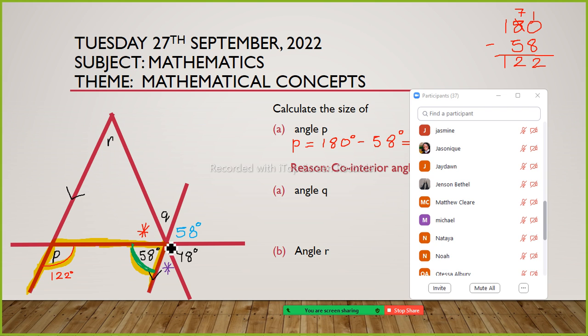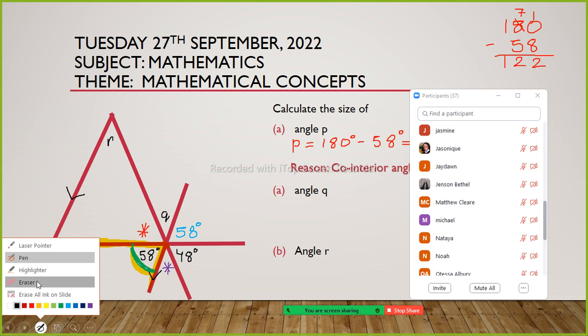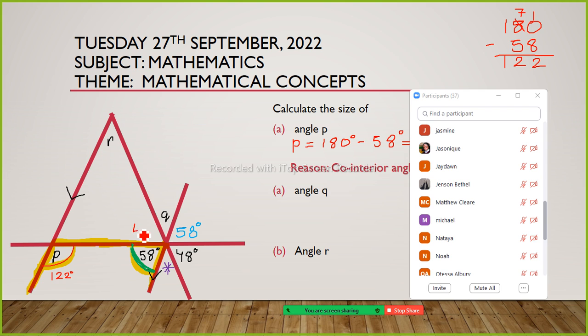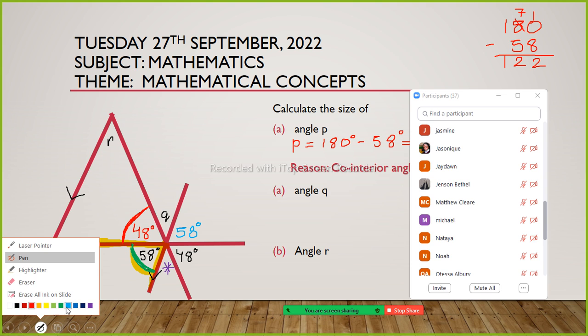So 48 is vertically opposite to the one in the red, which means it's going to be 48 degrees right here. So this angle is 48 degrees, based on the fact that vertically opposite angles are equal. The angle in blue is 58 degrees.